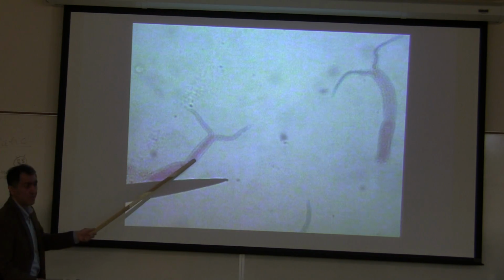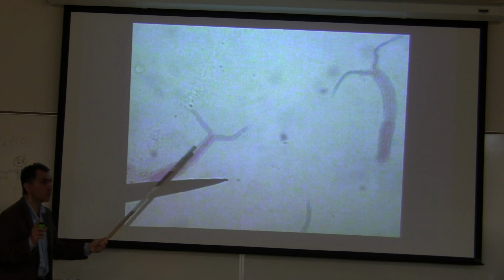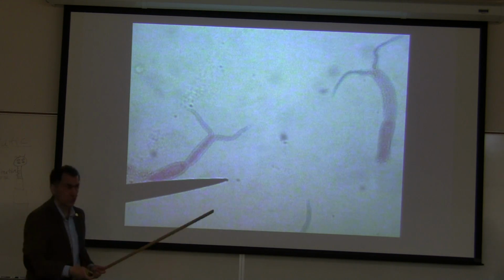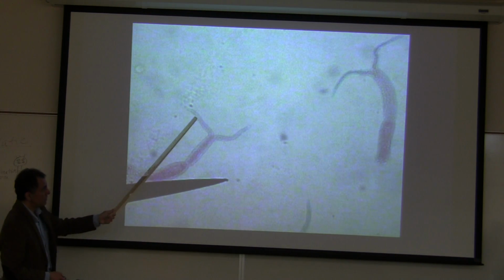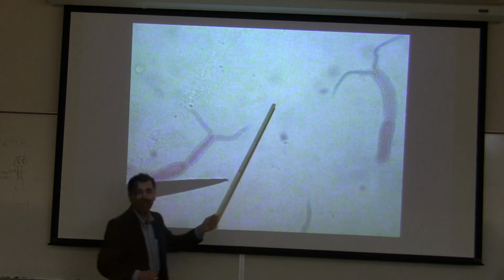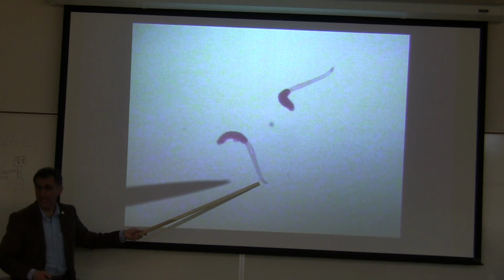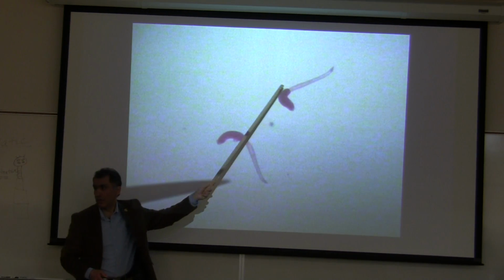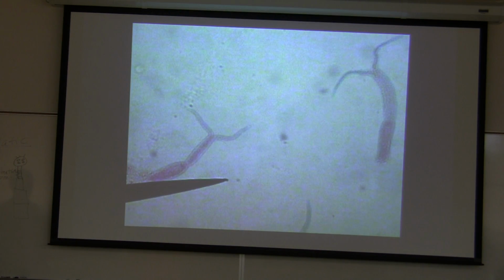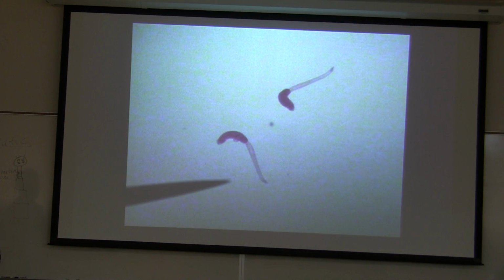What is the name of the structure? Cercaria. What is the name of the species? Schistosoma. Remember, in this Schistosoma, the tail is branched. Do I make sense? But in the case of Fasciola, the tail is not branched. They both are cercaria. Schistosoma. Fasciola hepatica.